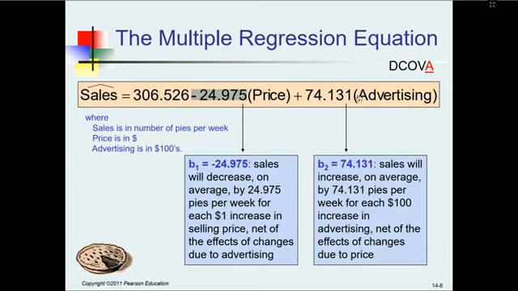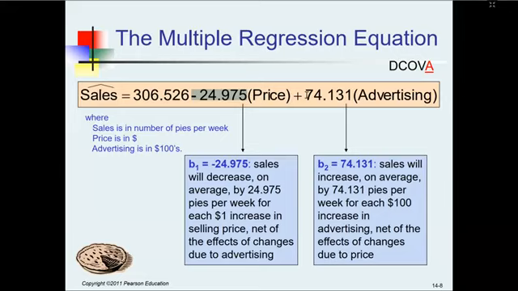Okay, so what is the interpretation of the coefficient for advertising? What is the interpretation of the 74.131? That's the coefficient of advertising. What it means is that, all things being equal, is it directly or inversely related? Advertising and sales, is it directly or inversely related? I'm asking a question. Good, they are directly related.